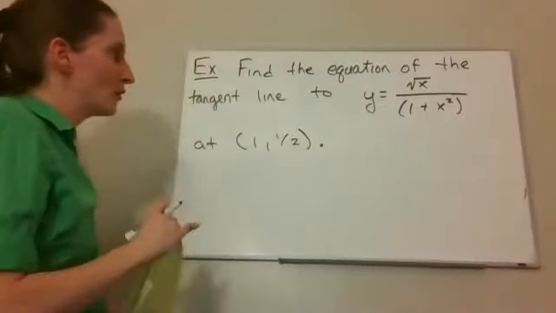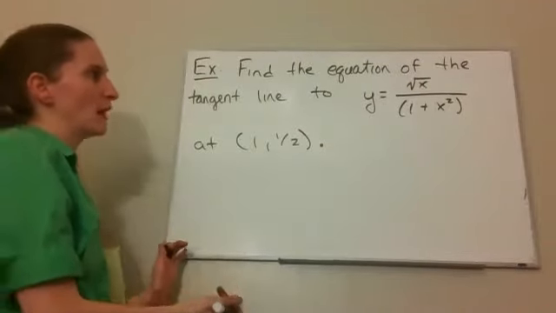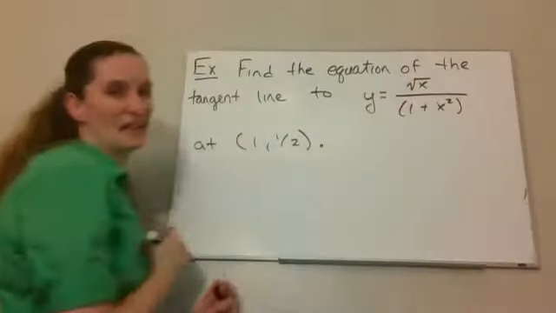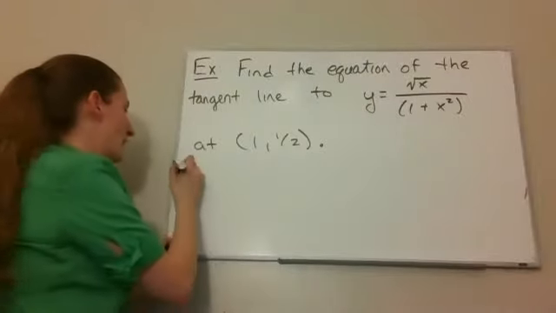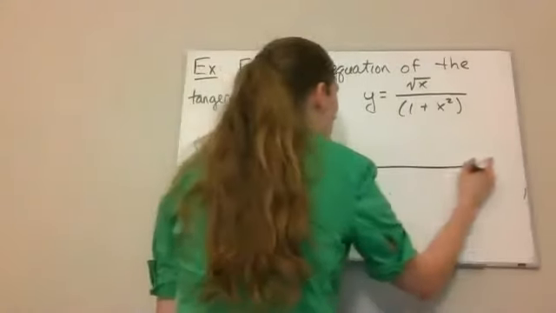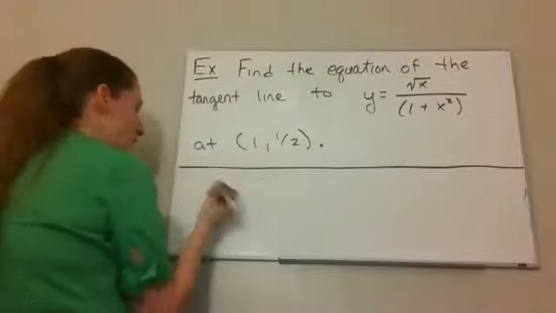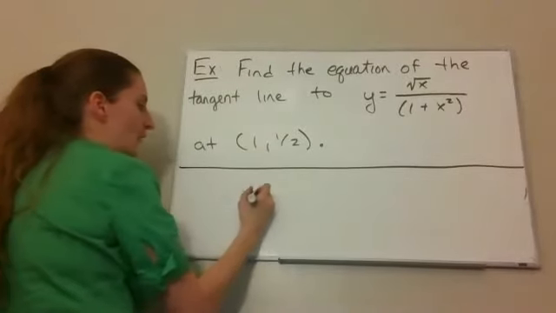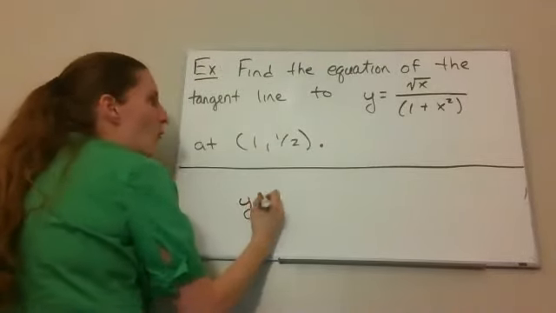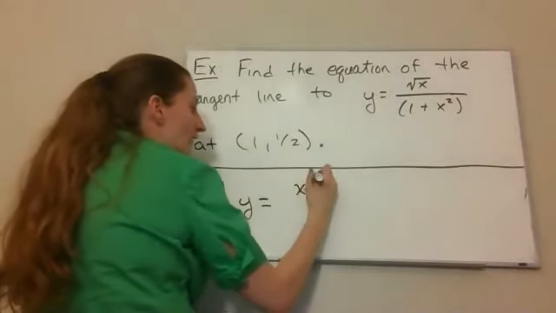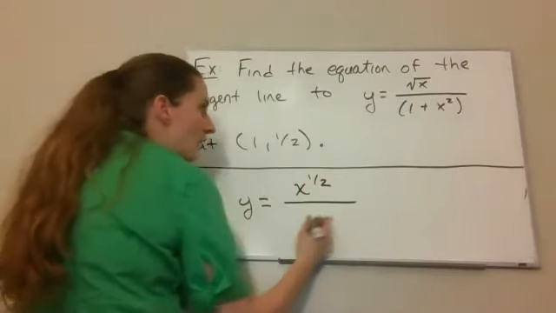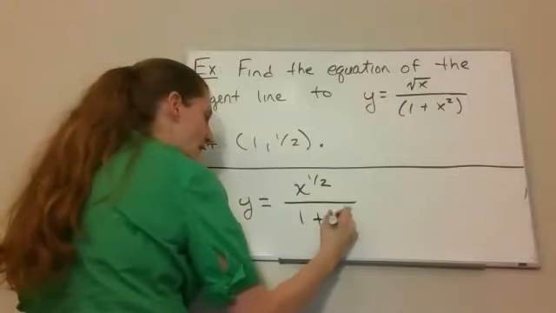Well, the first thing I'm going to do is rewrite the square root of x as x to the 1/2, because I know that will make my life a lot easier when I'm trying to use my derivative rules. So first thing I'm going to do is rewrite y equals x to the 1/2 power over 1 plus x squared.